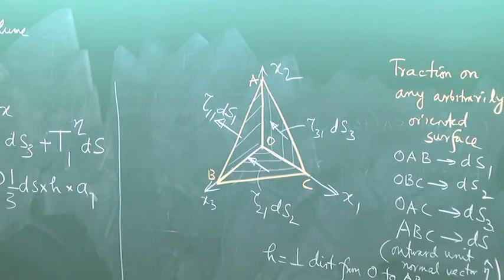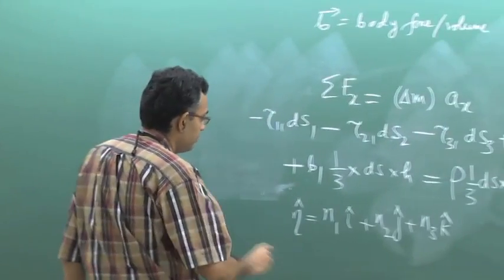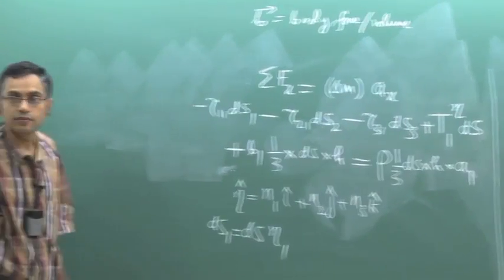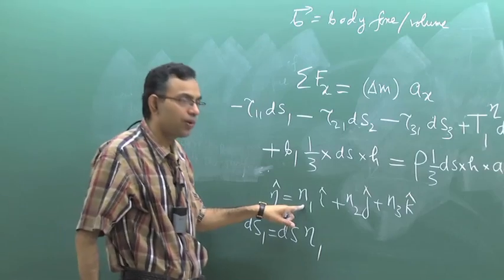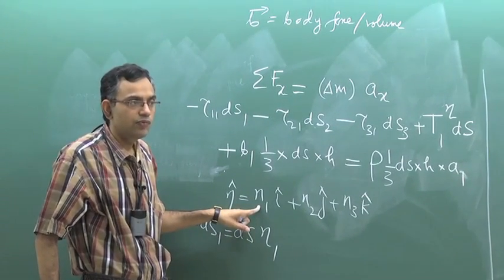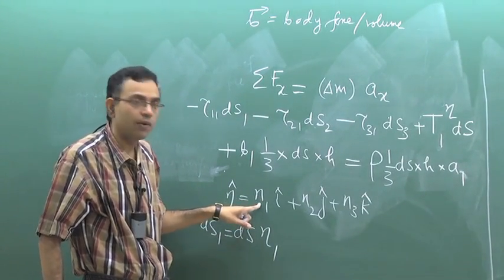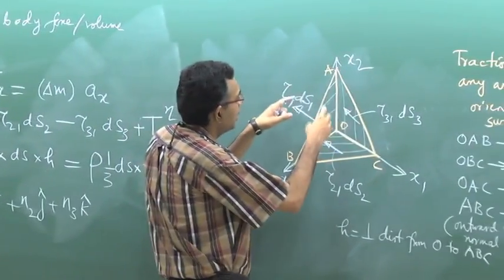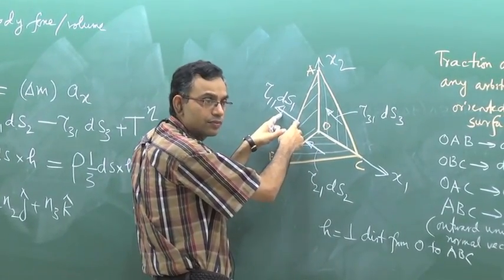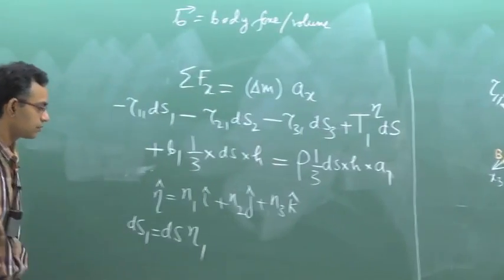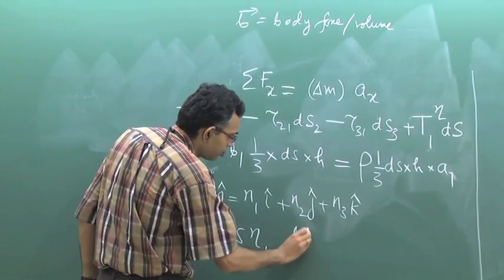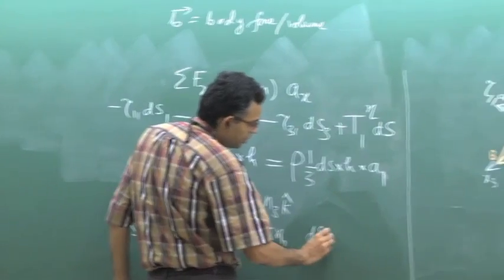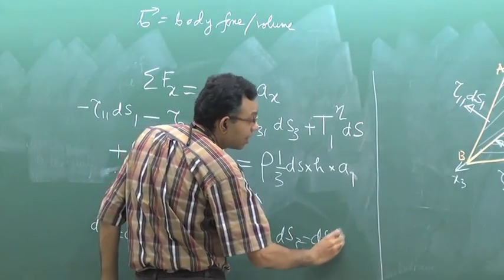So the normal components are such that you can say that dS1 is equal to dS into eta 1, right. If you take a dot product of this with i, you will get eta 1. Dot product of this with i means basically the component of eta in the direction of i. Similarly, dS2 is equal to dS into eta 2 and dS3 is equal to dS into eta 3.